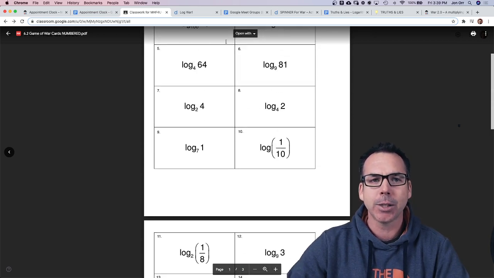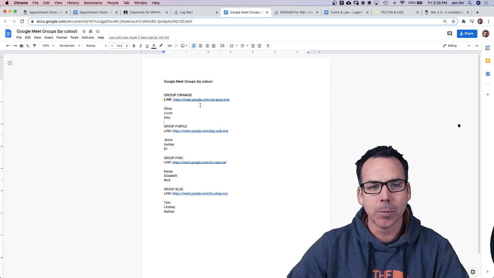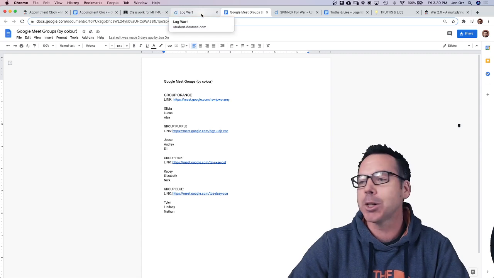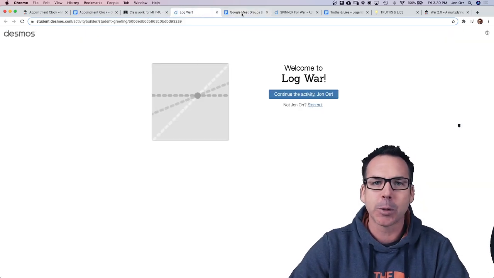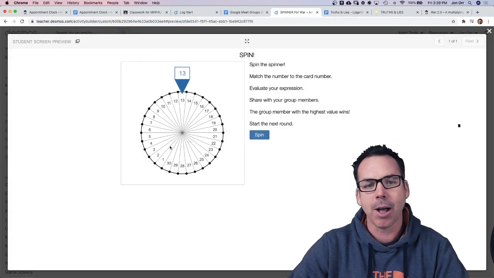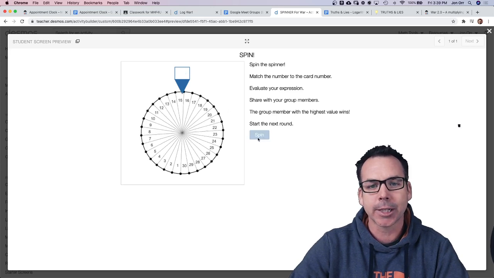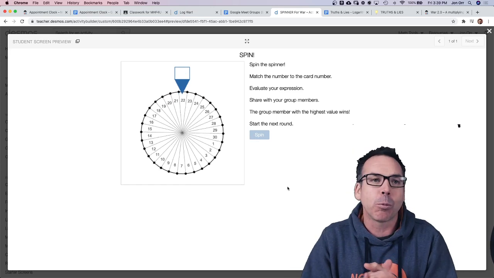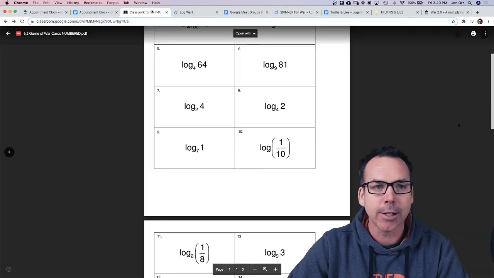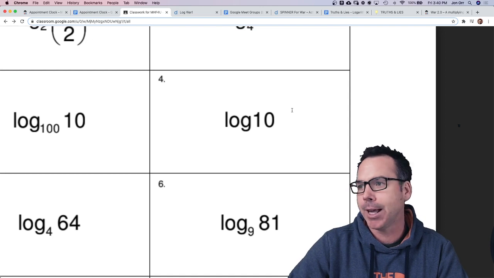And so then I had my students go into a Google Meet again in groupings, and in that small group, again, that's the key idea here, they used a spinner. I have this spinner over on Desmos, where Desmos created this. I didn't create this, but you can modify it to show the number of cards you have, and kids would just click spin, and all they're doing is basically picking a random number. They would get 4, and then they would look at their cards and say, okay, I pulled card 4, which is log 10. I have to evaluate log 10.